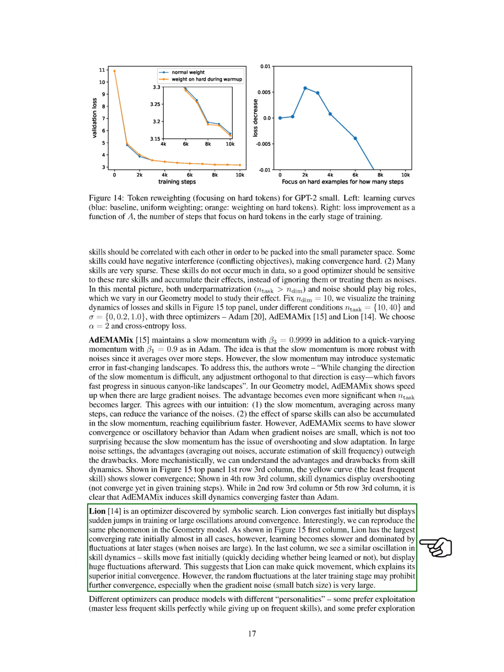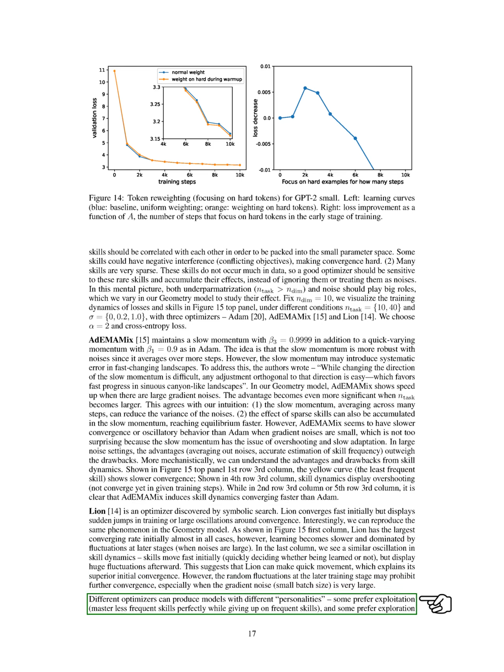Lion, discovered through symbolic search, shows rapid initial convergence but experiences significant fluctuations later on. We observe similar behavior in our geometry model, where Lion initially converges quickly but struggles with stability as training progresses, especially under high noise conditions.